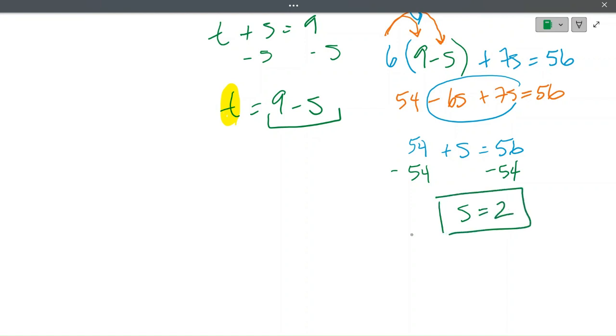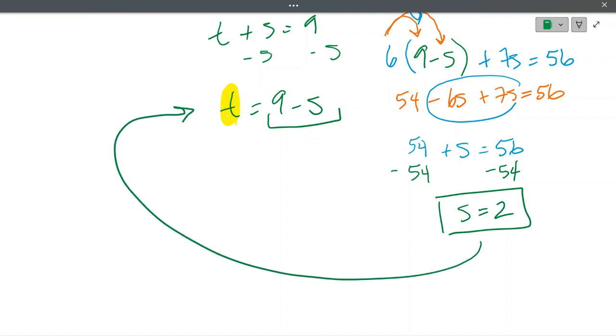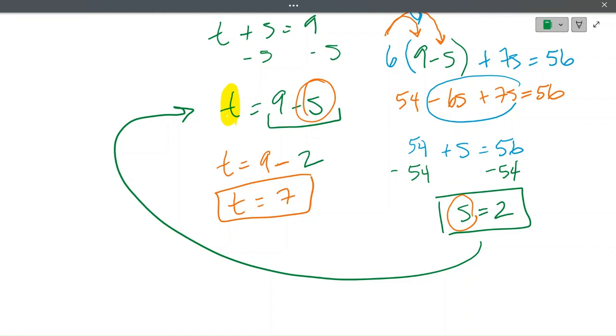All right, now I'm going to come back to this equation because I already have that equation solved for t. And everywhere I see s, that's here, I'm going to substitute what s equals. So in this case, t equals 9 minus, and in for that s goes 2. So that means t equals 9 minus 2, which is 7. So you can see we get the exact same answer that we got through elimination.